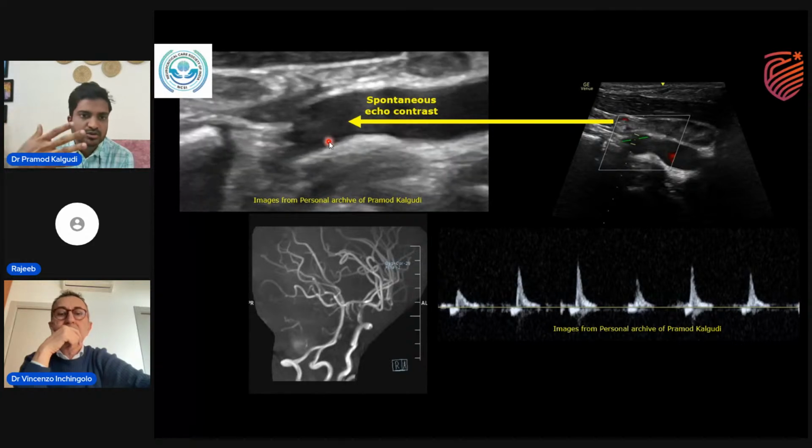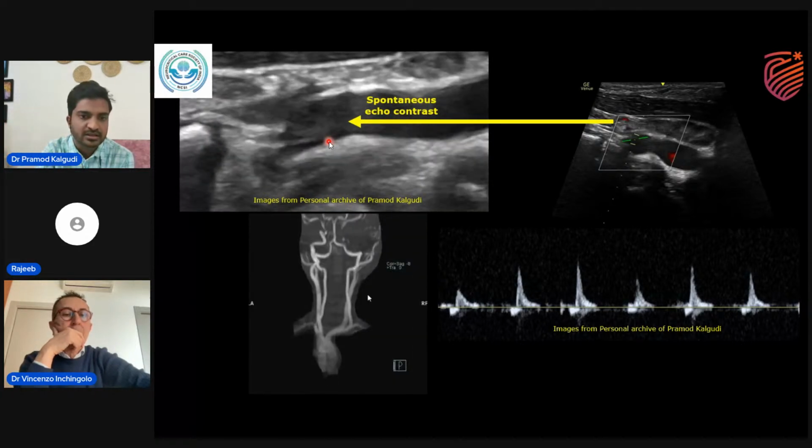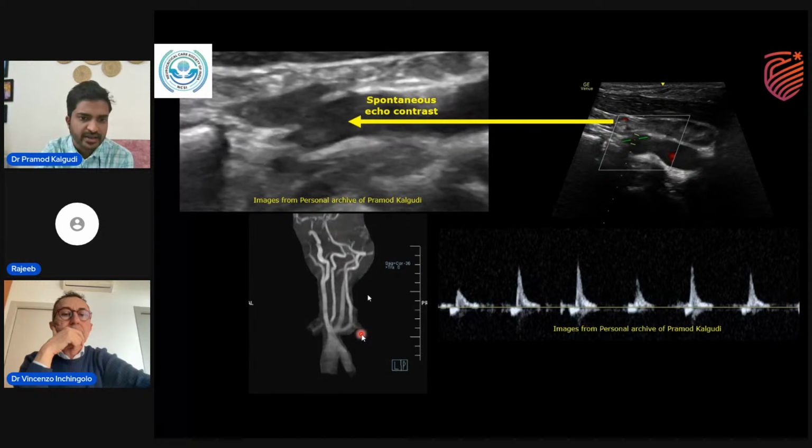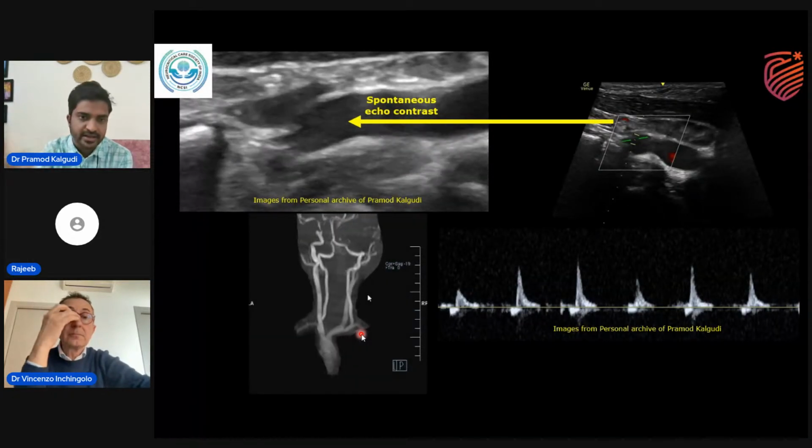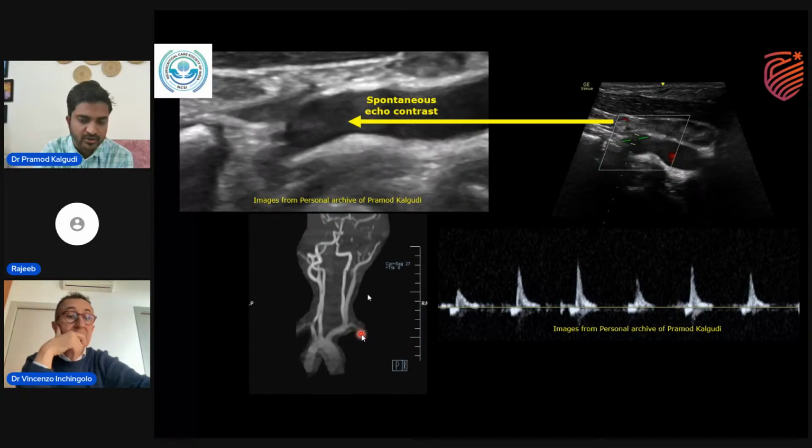because of too much turbulence near the ICA. And the MR angio correlated the next morning. The child literally didn't have the ICA on the right side because of complete dissection.